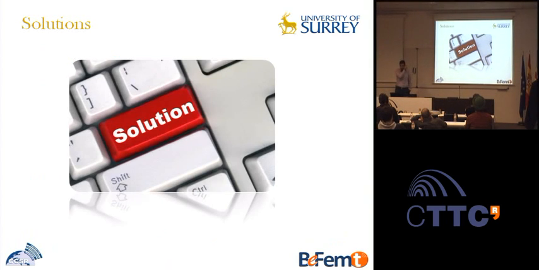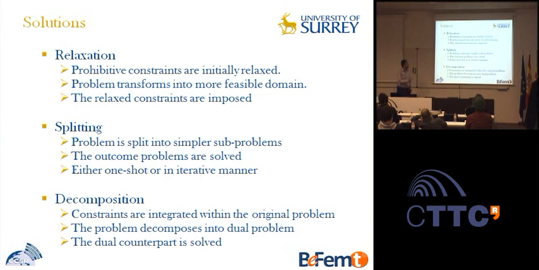So now that we have talked about these different representations, in this part we're going to focus more on the solutions to different representations that we have talked about so far. So in general, I can categorize the solutions in 3 different ways that have been seen in the literature. And of course, there are other heuristic ways to solve this problem. But the 3 categories that I'm going to talk about in this presentation are relaxation, splitting, and decomposition.